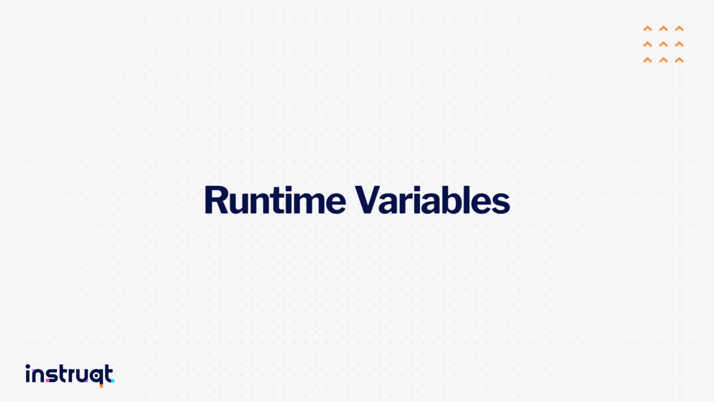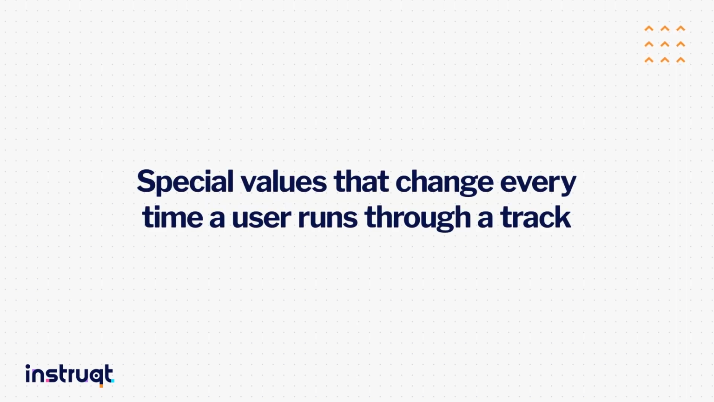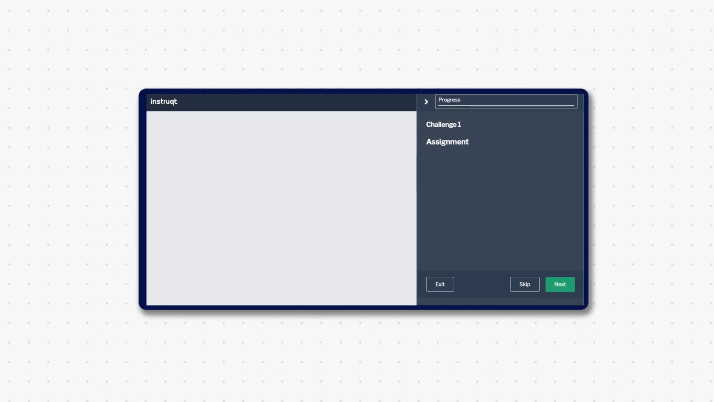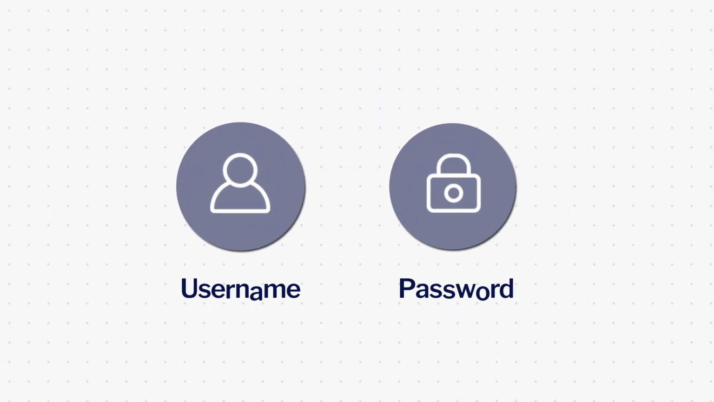Runtime variables are special values that change every time a user runs through a track. They're really useful when you need dynamic content in your challenge assignments. For example, let's say you want to be presented with different usernames and passwords every time you start a track. Runtime variables can help you do that.